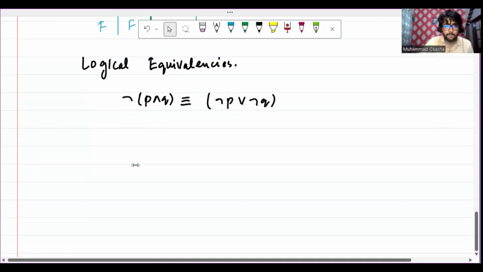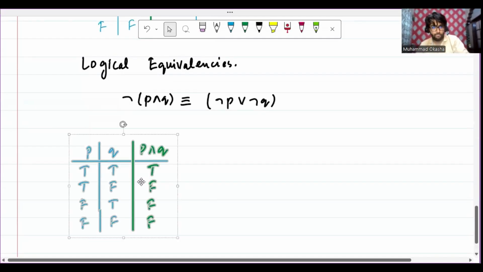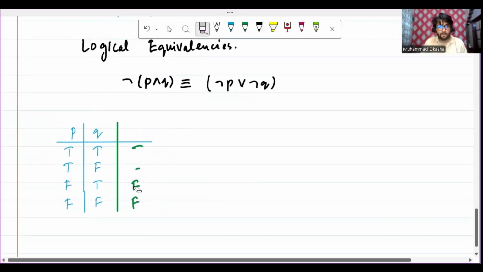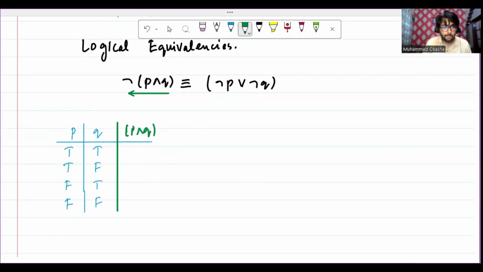First of all, I will draw the table for P and Q. I'll draw this real quick, right? This is the table you started off with. First of all, I'll do P conjunction Q, right? I'm going to draw the table for the left-hand side, and I'm going to draw the table for the right-hand side, and I will see if both sides are equal to each other or not.